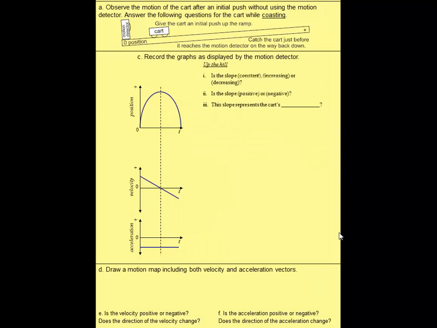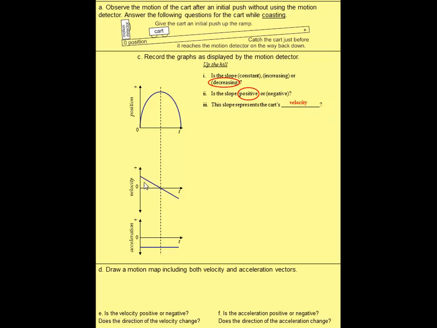First of all, we're going to have to split up the motion into 2 parts, up the hill and down the hill, because different things were happening. Up the hill is before the dotted line. Right? So while it was moving up the hill, the slope here is decreasing. The slope's getting less and less steep. However, those are all positive slopes. And, of course, on a position time graph, the slope is the cart's velocity.